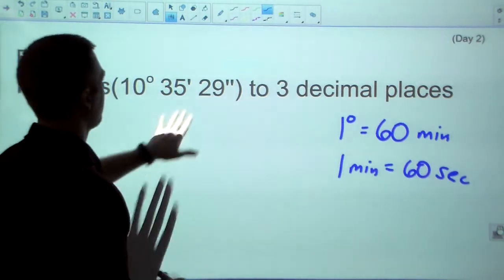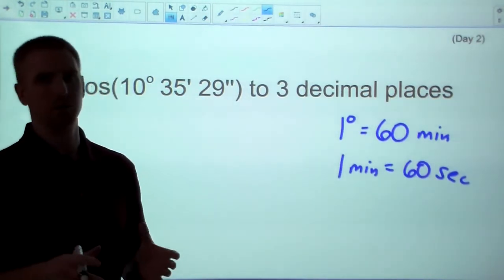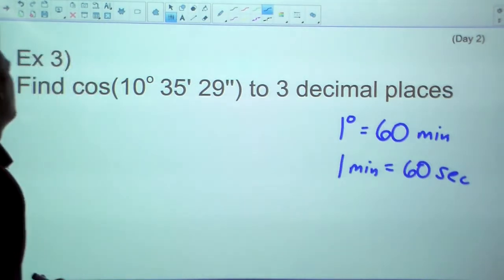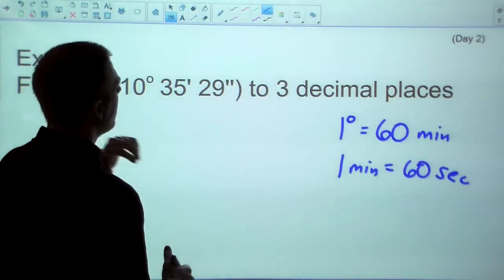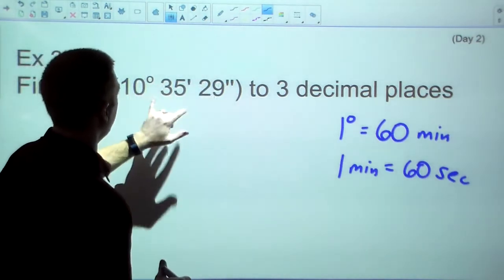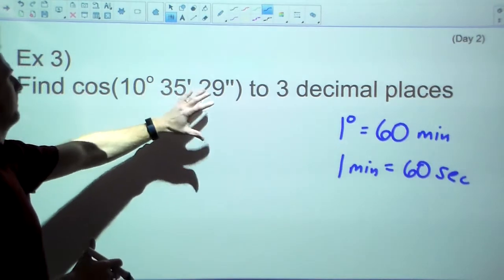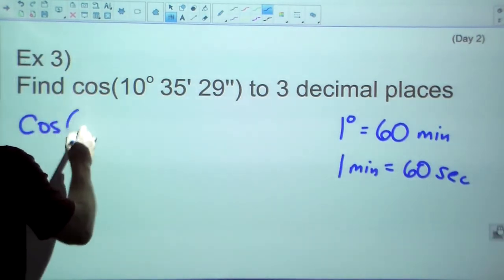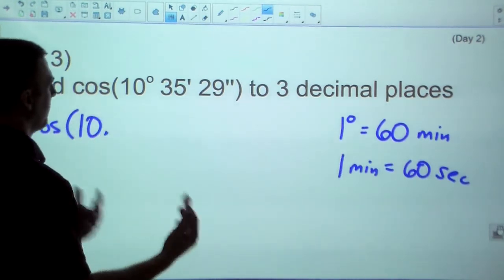So if you get down to the nearest second on Earth's surface, you're within about 100 feet of the coordinate you're looking for. So it's pretty close. The way you convert this, before we put this in the calculator, it doesn't really have a way to do this. We need to get this to be a decimal, 10 point something. So we know it's going to be cosine of 10. We need to figure out what that decimal is.